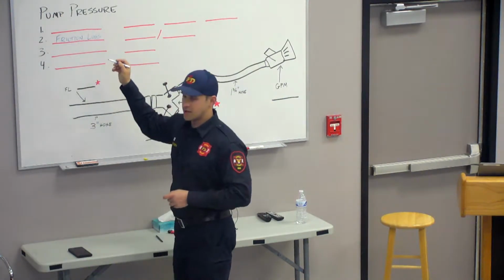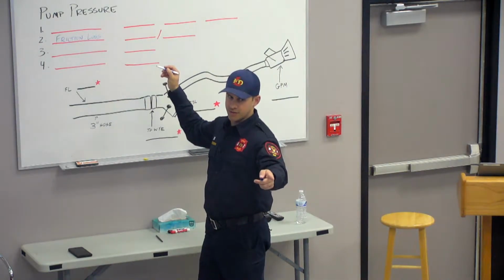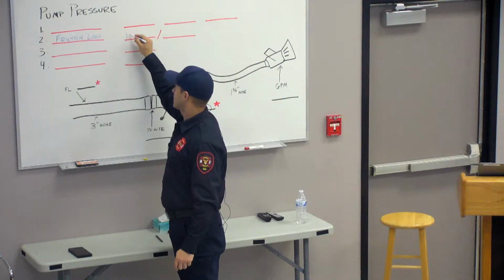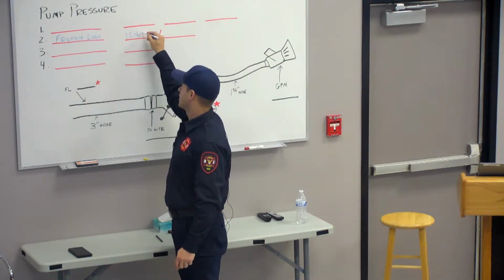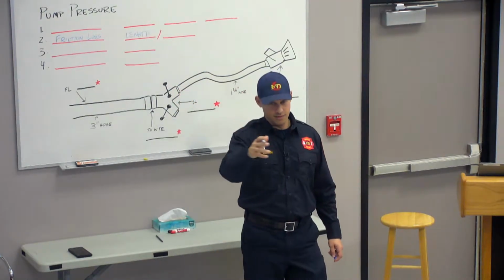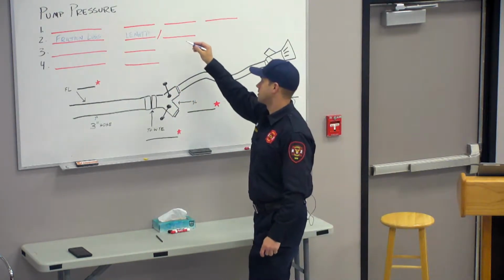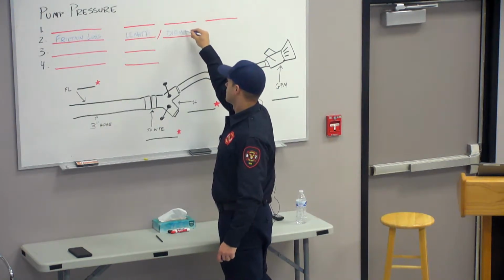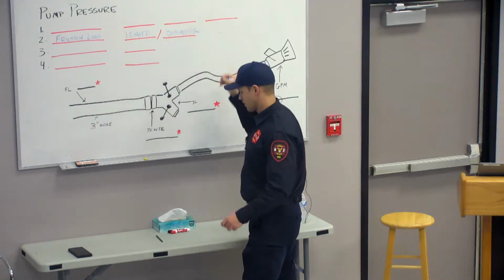And friction loss is determined by, Mr. Leiser? Length of the leg. Length. And what else? Diameter of the hose. Very good. And I apologize for my handwriting. It's not the best.